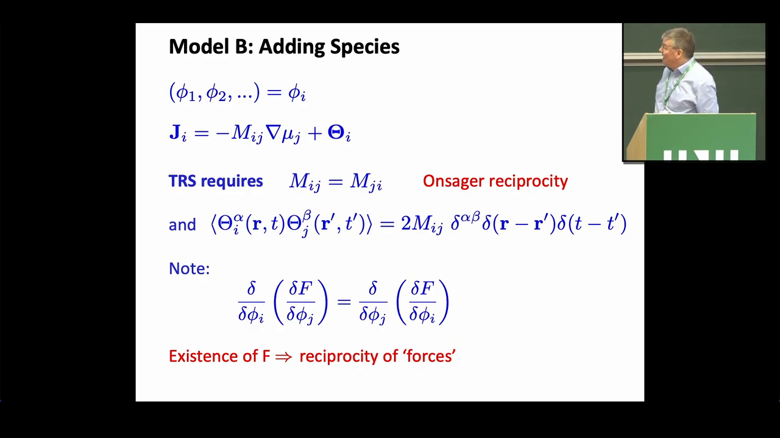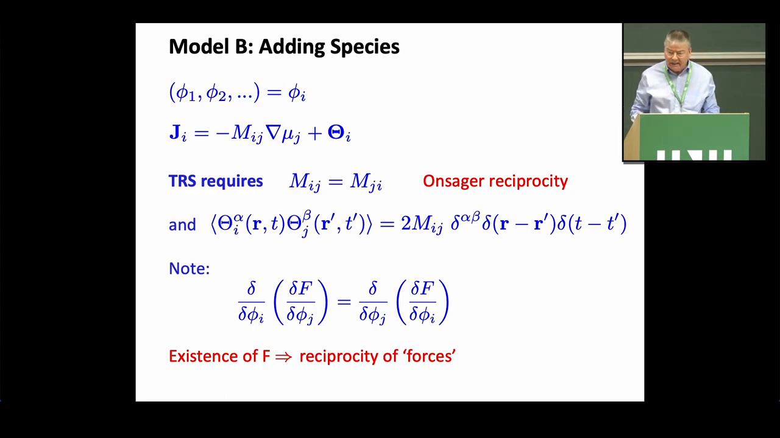So the basic structure is that the current has some matrix mobility, and then the gradients of the respective chemical potential, so you can get cross diffusion generically. And then noises, and again, the time reversal symmetry requires that mobility is symmetric, that's Onsager reciprocity, and also requires the noise has a structure that mirrors the mobility matrix. So the noises have to be correlated in a specific way.